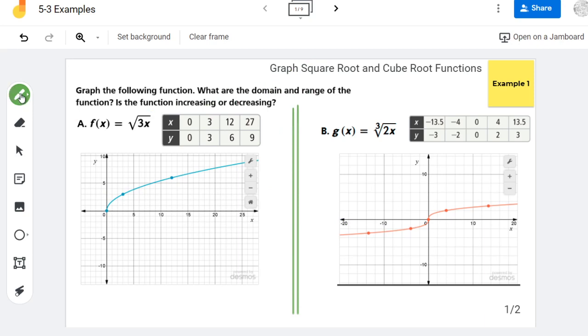It says, what are the domain and range of the function? Alright, so our domain in this case, remember, is all of the x values that the graph passes. So this is starting at 0, 0 and going to the right. So it's x is greater than or equal to 0. And our range starts at 0, 0 and goes up, so it's y is greater than or equal to 0. And if we talk about increasing versus decreasing, you can see that this graph is going uphill the entire time. So it's an increasing graph.